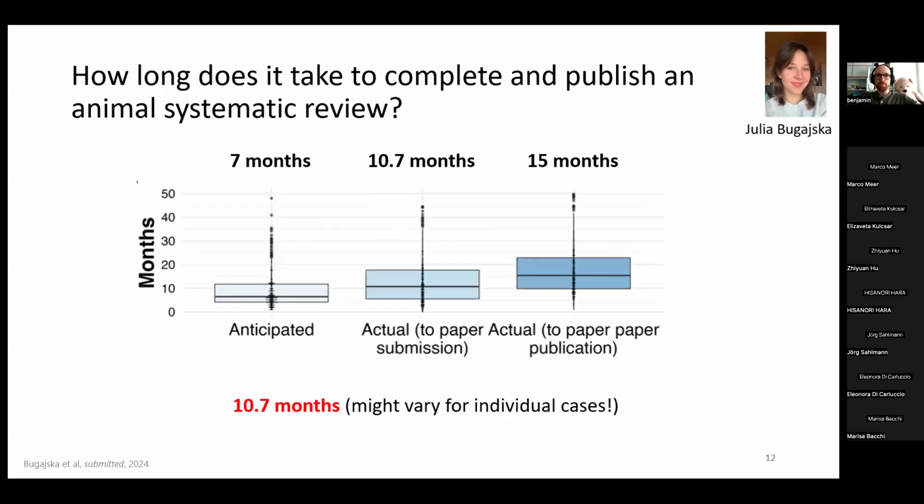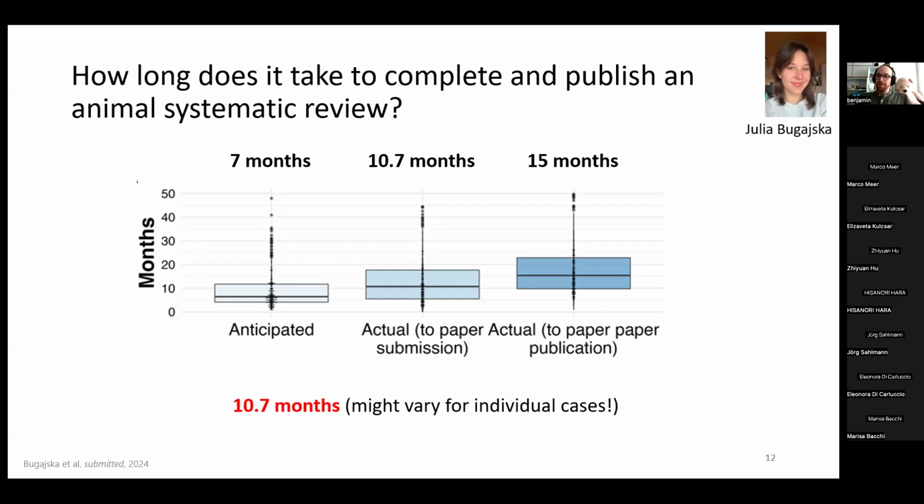And finally, to answer the main question of the study, how long does it take to complete a systematic review? Well, this is didactically not very good from me, I should have shown you all the data, but basically the authors have to say in the protocol how long it will take to complete such a review. And they say on median, it takes 7 months. However, it actually takes around 11 months to complete such a review, to submit it to a journal, and then the publication process takes another 4 months, which is quite a long time, but this is how the system works.